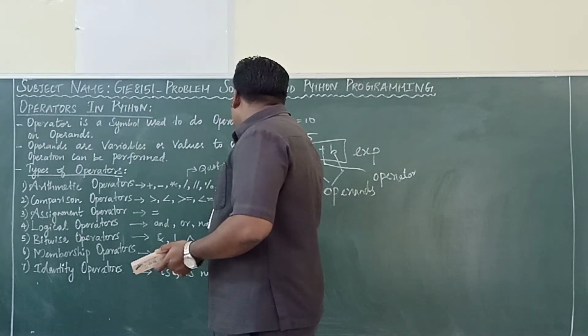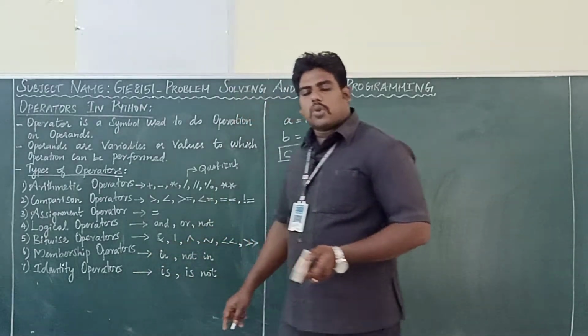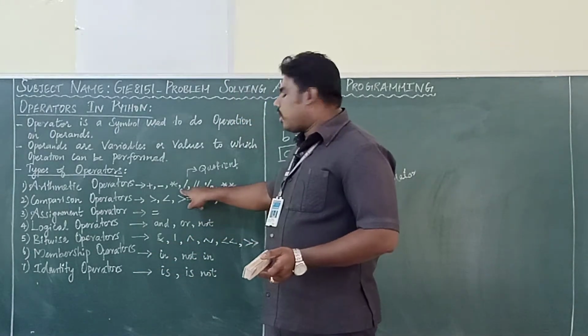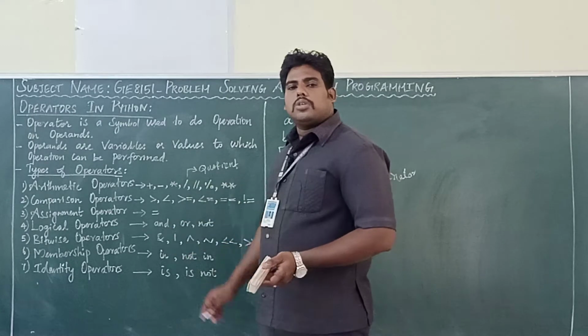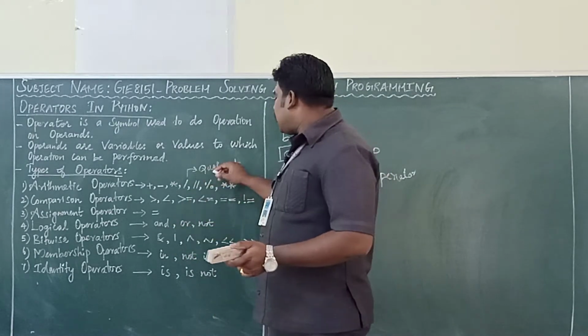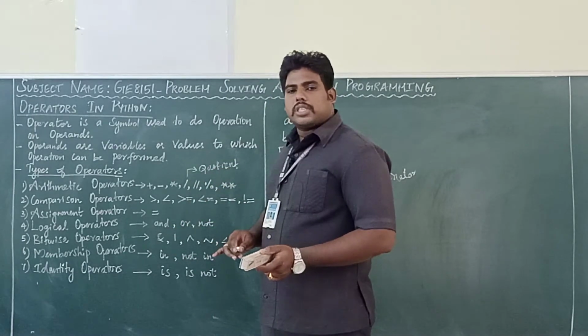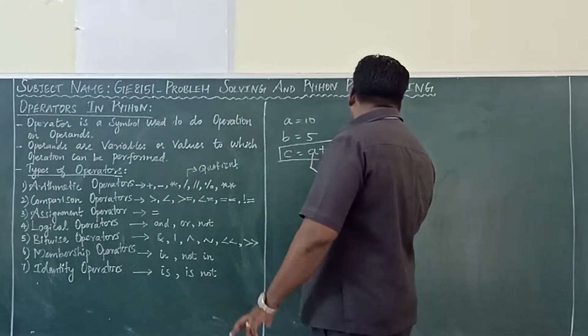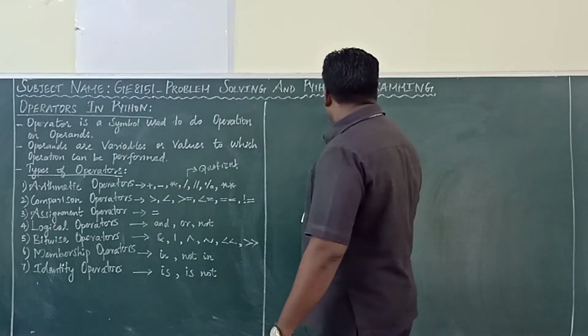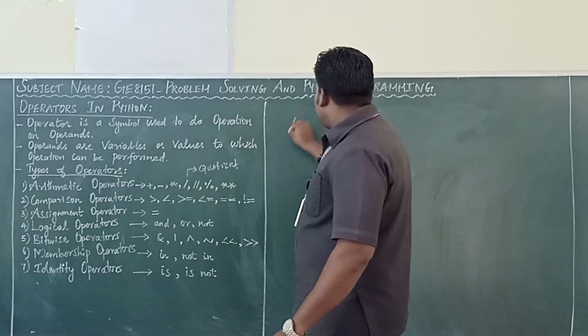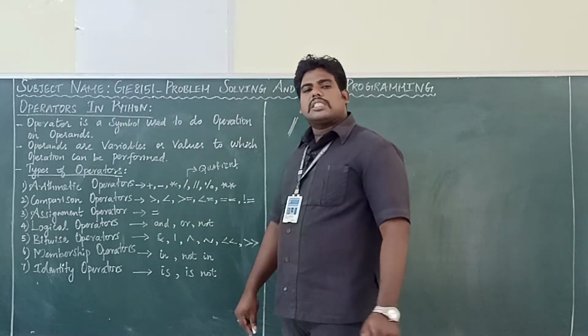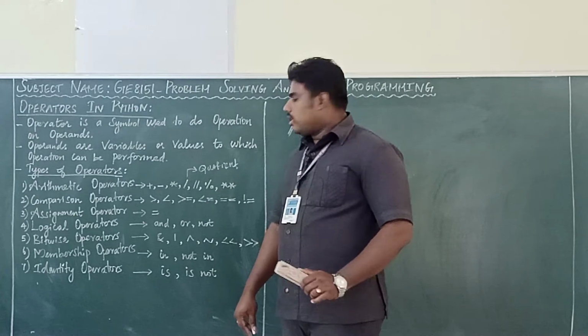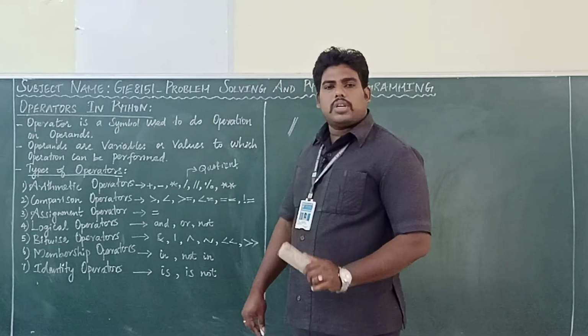The division normally you use to get the quotient answer, right? So here this slash symbol is used to get the quotient answer. And what is this double slash? Anyone know about the double slash? Double slash is nothing but floor division.